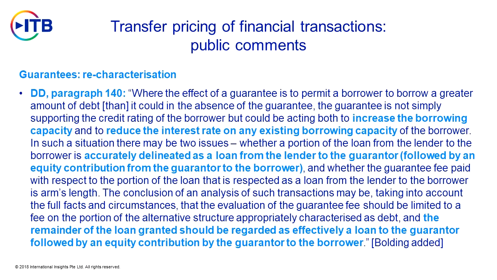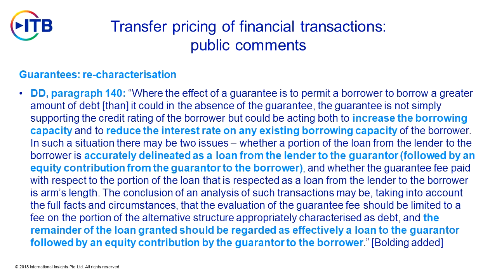This particular topic concerns a single paragraph in the discussion draft, paragraph 140, which says this: where the effect of a guarantee is to permit a borrower to borrow a greater amount of debt than it could in the absence of the guarantee, the guarantee is not simply supporting the credit rating of the borrower, but could be acting both to increase the borrowing capacity and to reduce the interest rate on any existing borrowing capacity of the borrower.